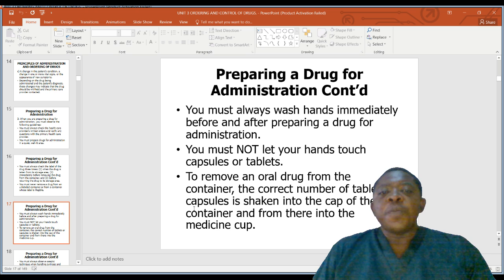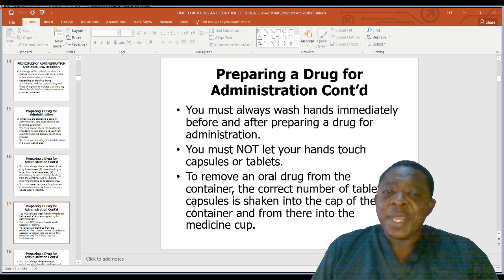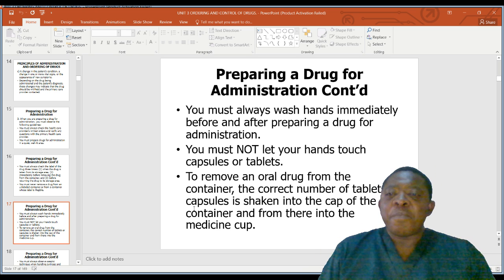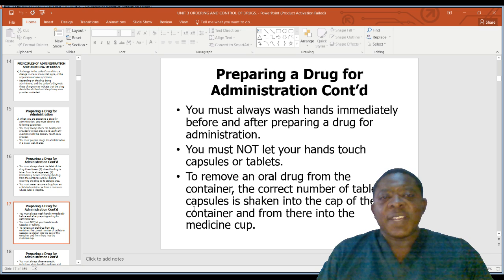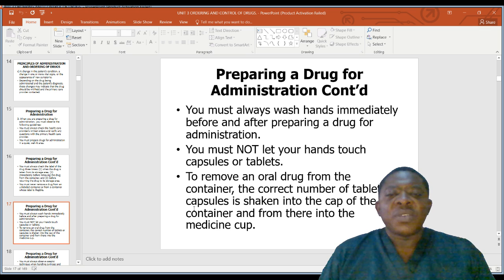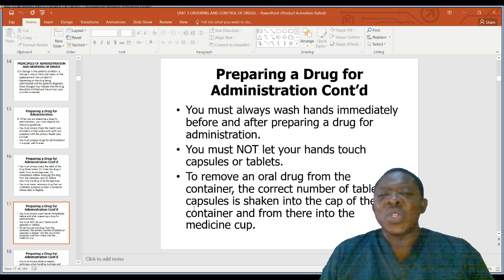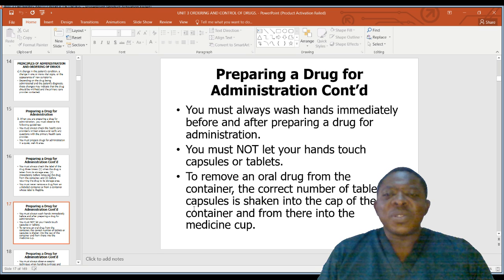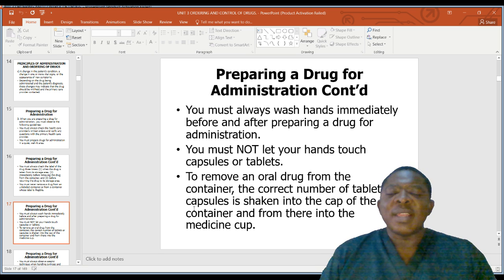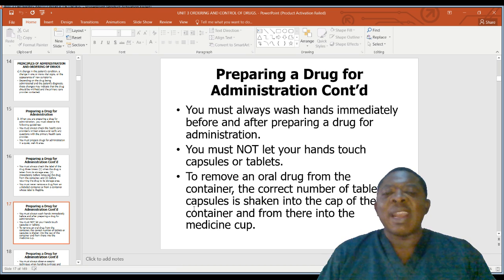You must always wash hands immediately before and after preparing a drug for administration. The grease on our hands may react with the drug, so it's important to wash hands. Remember, the grease and dirt may react, so you have to ensure that your hands are clean.